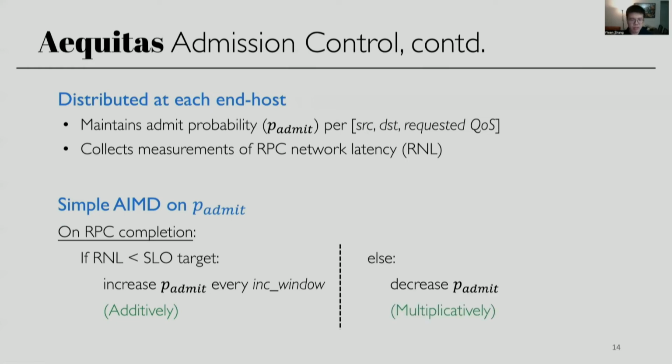On the other hand, if the latency measurement is above the SLO targets, given the RPCs of the requested QoS level, then this implies that we have admitted too many RPCs on this QoS level, and we need to decrease our p-admit. The reason why we use the AIMD scheme is to provide fairness such that a tenant sending too many high-priority RPCs will not cause QoS downgrades for other well-behaved tenants. Our admission control algorithm also handles different RPC sizes, and you can find more details in our paper.